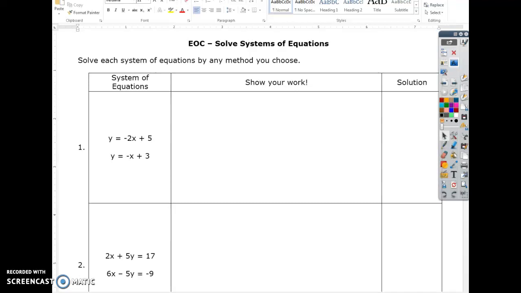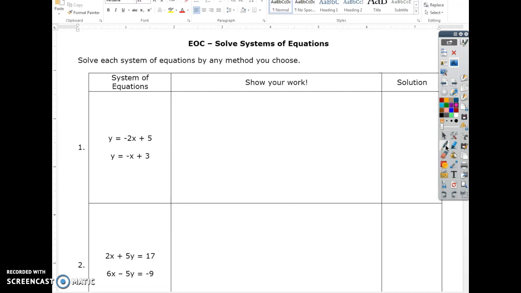Okay, this worksheet should be a little bit easier than yesterday's worksheet because it's just equations. It's not really scenarios except for the back a little bit. But we've already practiced all of that yesterday and the day before yesterday.